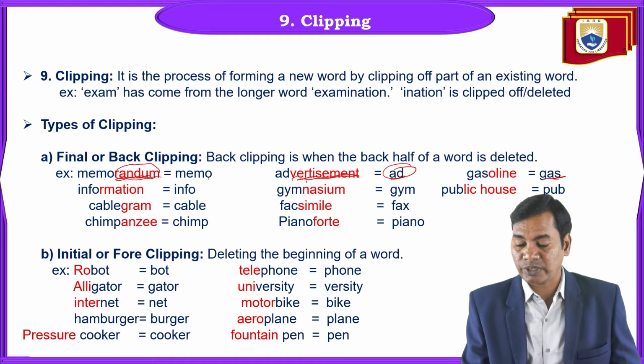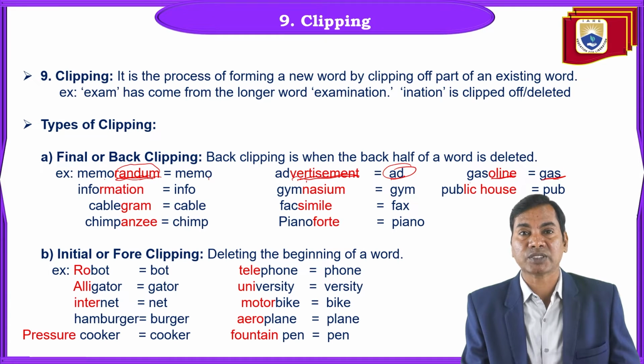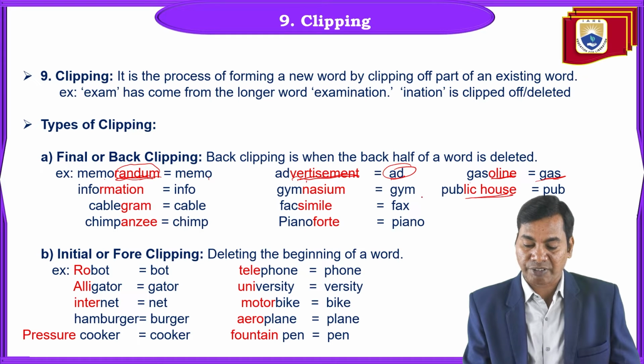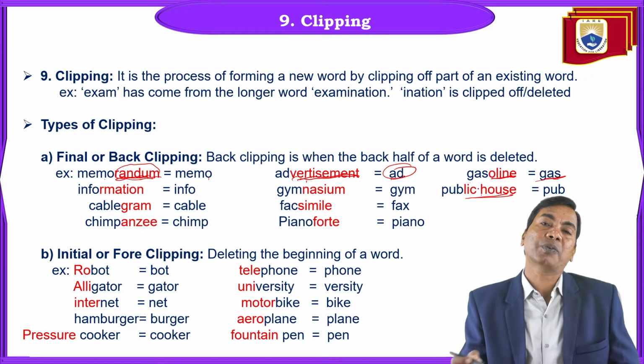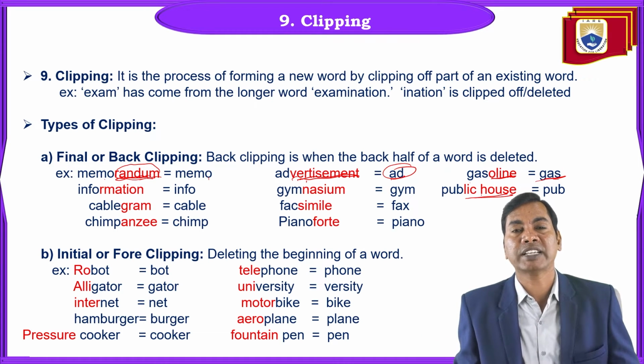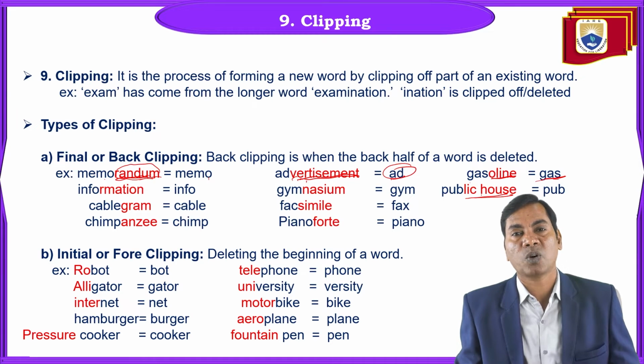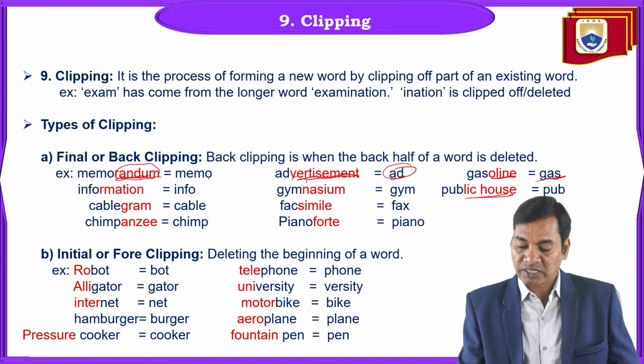How did we get the word gas? By using the process of back clipping. So I removed or deleted or clipped off O-L-I-N-E from gasoline. Then there remains the initial part, gas. Here I am removing the back part, a final part. If you remove the final part of the existing word, that is called back clipping. So here are the examples.